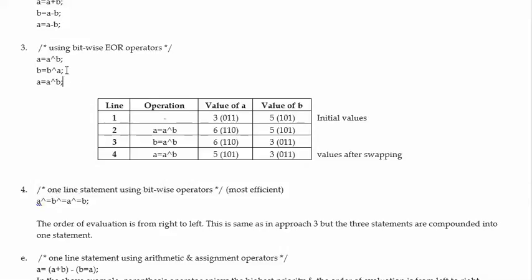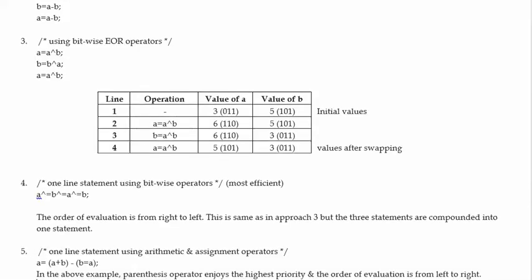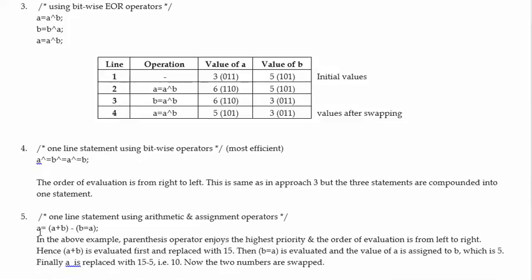The fifth approach is using a one line statement, or using an arithmetic operation in a one line statement. What you can do is you can have A equals to (A plus B) minus (A equals to B). Now as we know, the precedence of the brackets is the highest, so the first evaluation will be of the expressions that are in round brackets. So the value will be A is equal to A plus B. So first A plus B, that means suppose I consider A equals to 5, B is equal to 10, the answer will be 15.